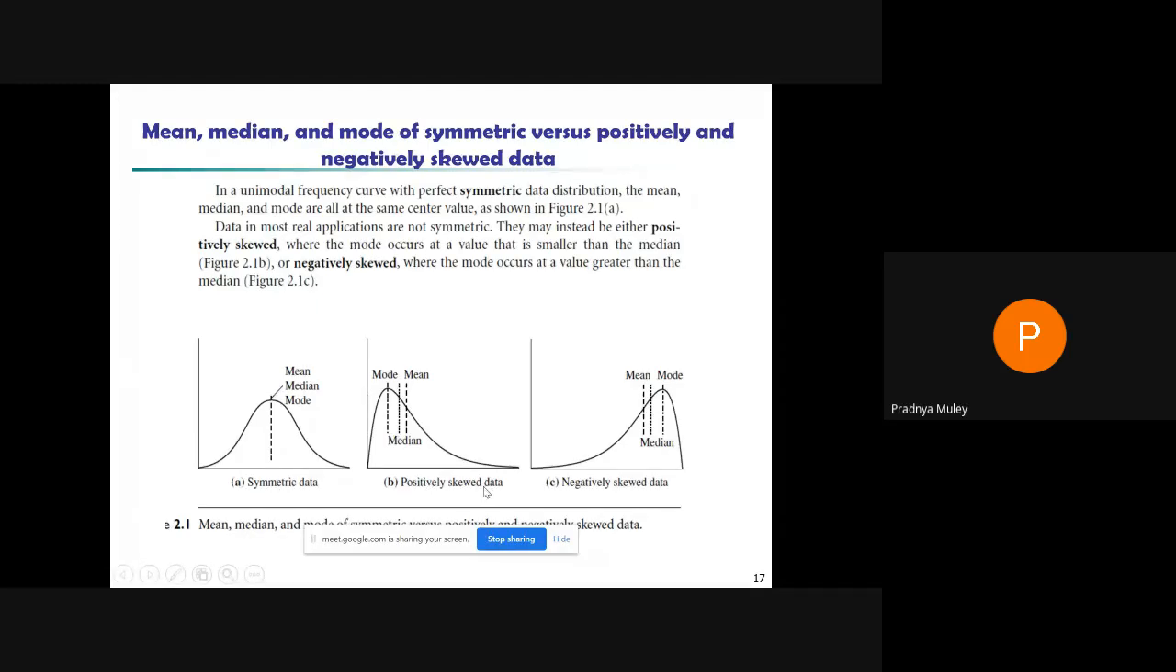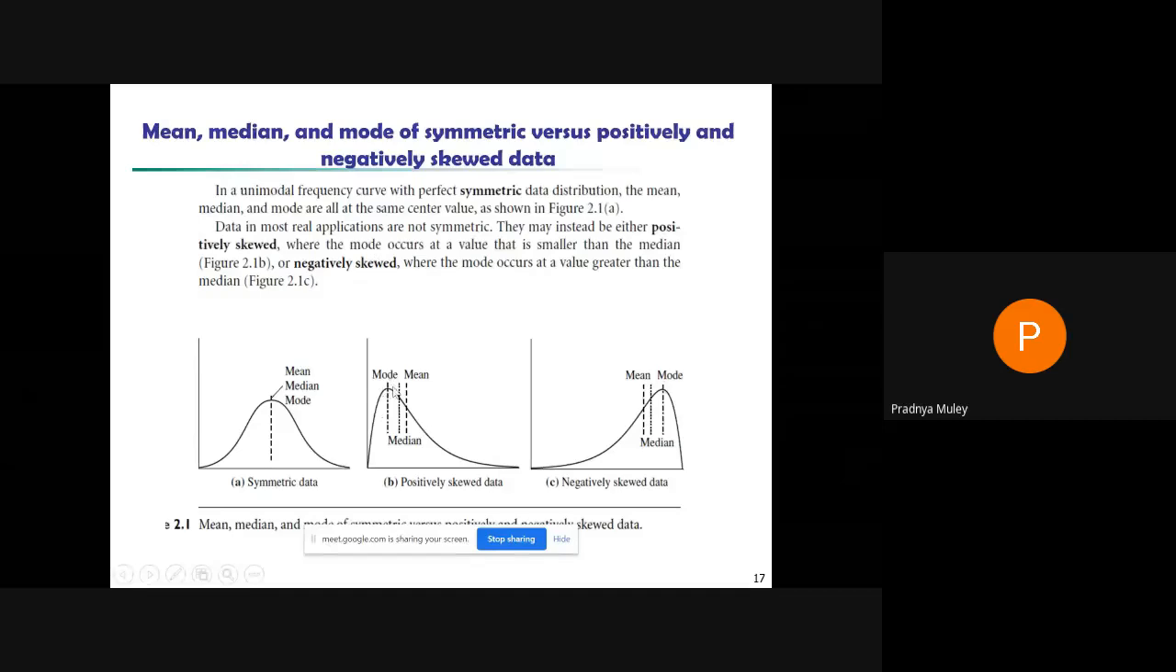What is positively skewed data? Data in most real applications are not symmetric. They may instead be either positively skewed, where the mode occurs at a value that is smaller than the median, which is called positively skewed data, whereas negatively skewed data is where the mode occurs at a value greater than the median. So here the mode occurs at a value which is greater than the median.